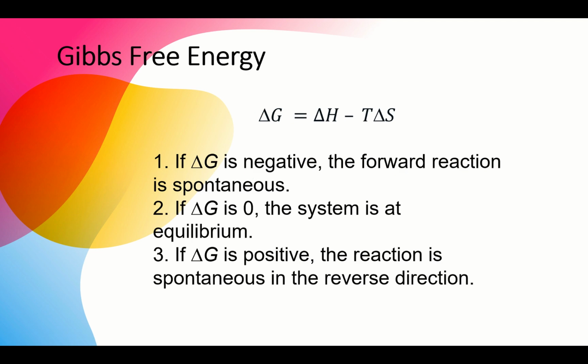What happens to the free energy that we want to translate into work? We have two. One is Gibbs free energy, and this expression is given as delta H minus T delta S. Whether the sign is negative, zero, or positive, it means that it's spontaneous in the forward reaction when it's negative, equilibrium when it is zero, and spontaneous in the reverse direction when it is positive.